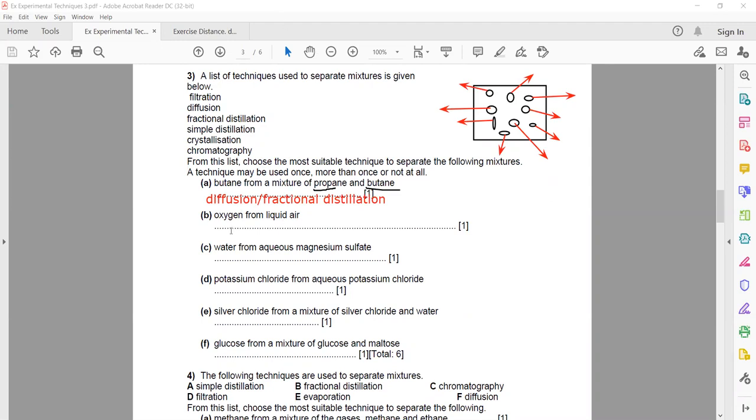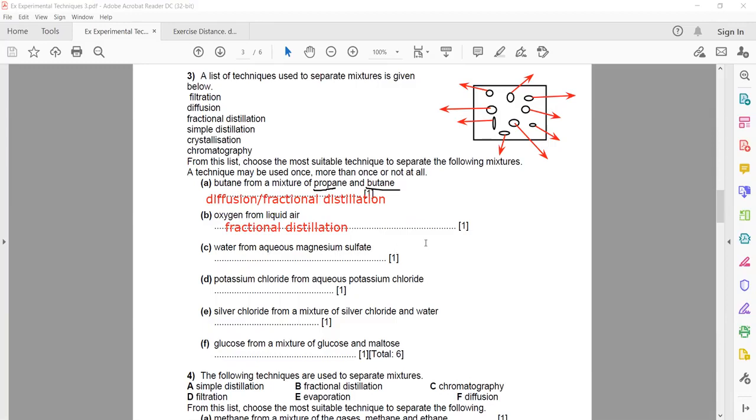So if we are separating oxygen from liquid air, again the mixture of gases, and here we have a liquid air, so that's why we cannot mention diffusion, because diffusion is only valid for gases. But fractional distillation, when a gas is converted into liquid and then we separate on the basis of boiling point, we call that a fractional distillation.